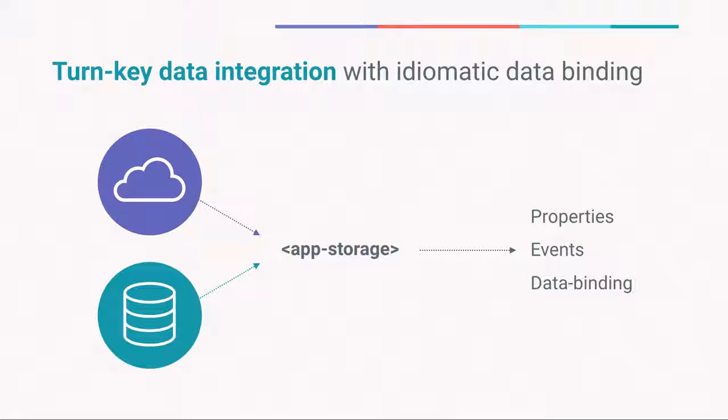And the way app storage surfaces the data is in a very platform idiomatic way. That data is surfaced just as a property on the DOM node. And any changes to that data are expressed as DOM events. And conveniently, that's exactly how Polymer's own data binding system works. Very much uses the platform. It's what's available there in the platform. And so app storage provides turnkey integration with Polymer's own data binding system.